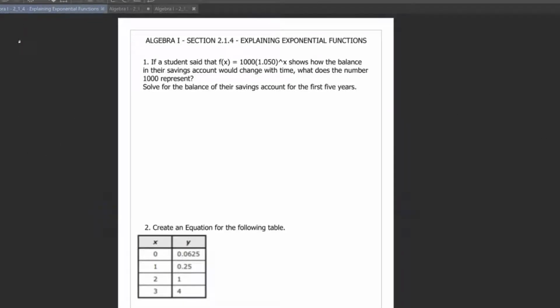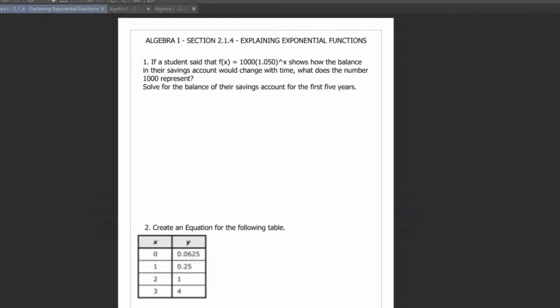Today we're going to be focusing on Algebra 1 section 2.1.4, explaining exponential functions. All right, so let's go ahead and step into it. Let's take a look at question 1 right here.